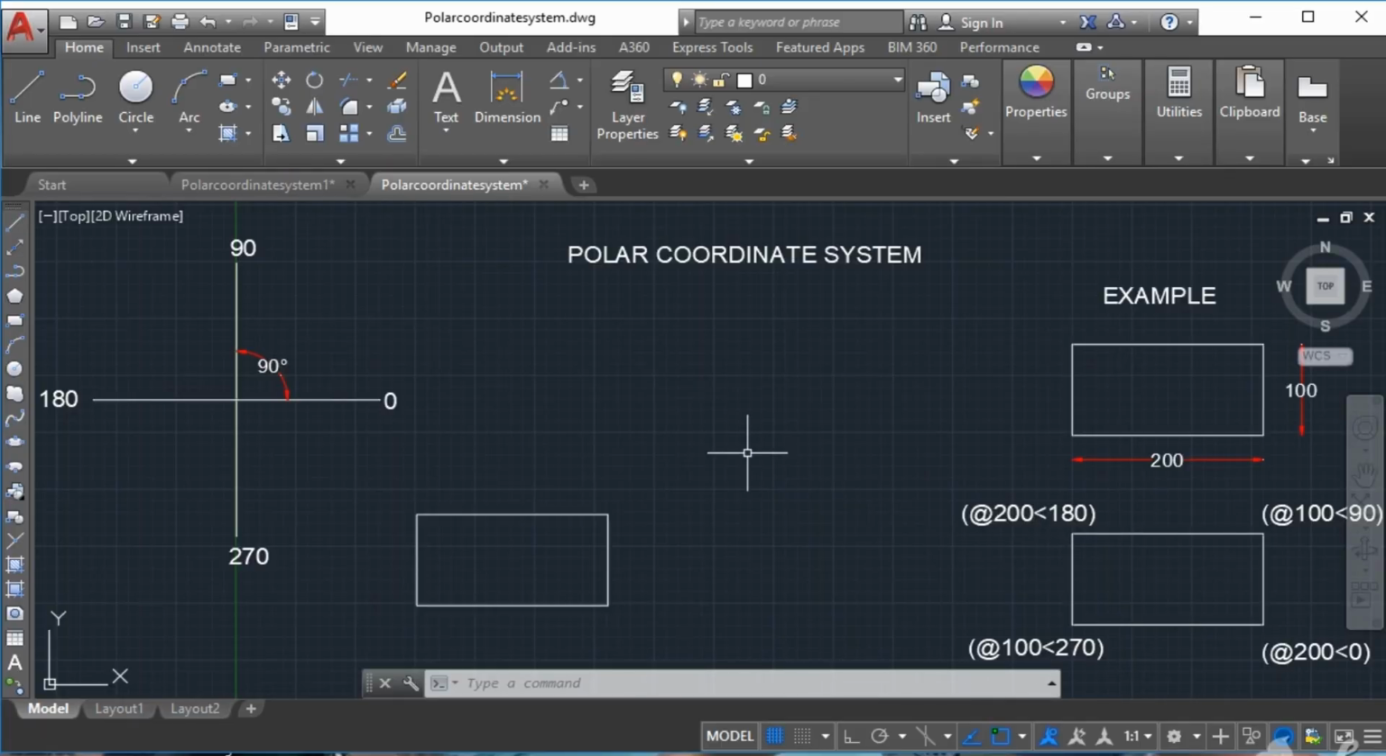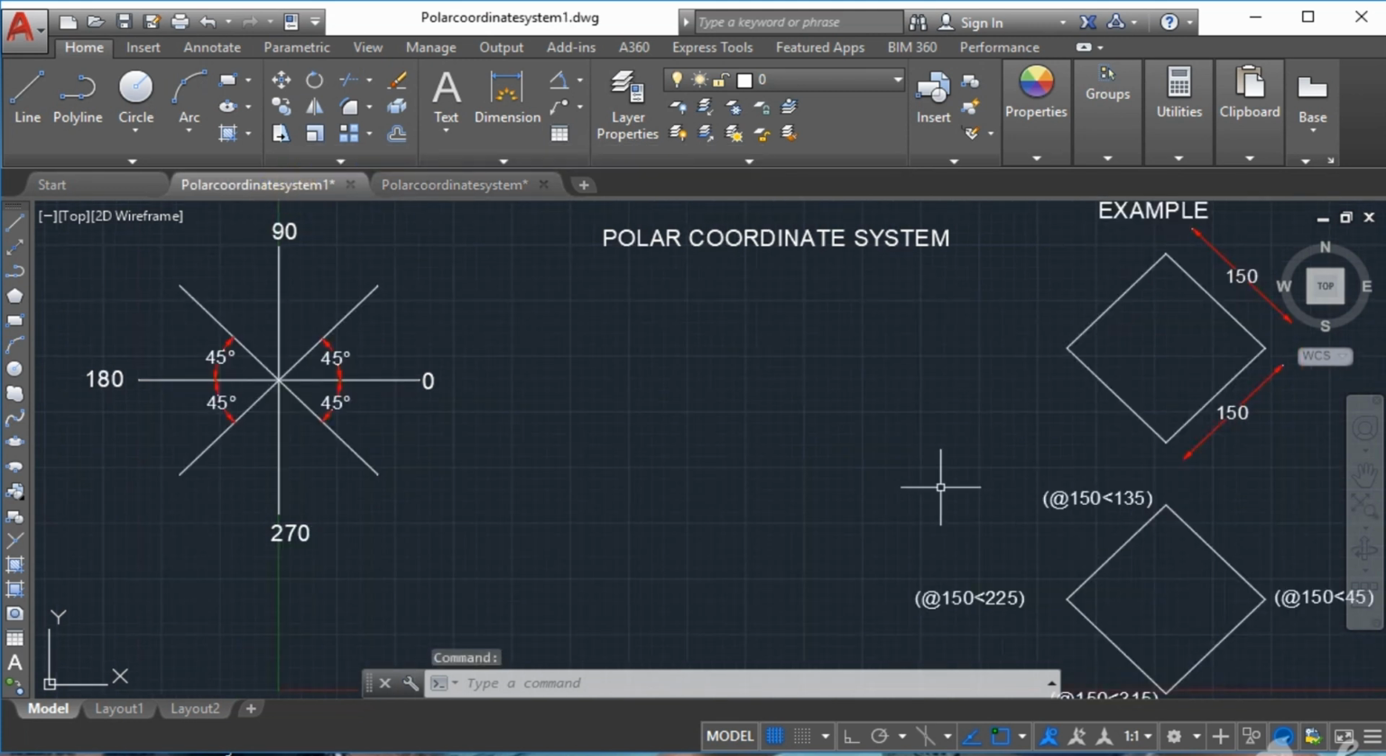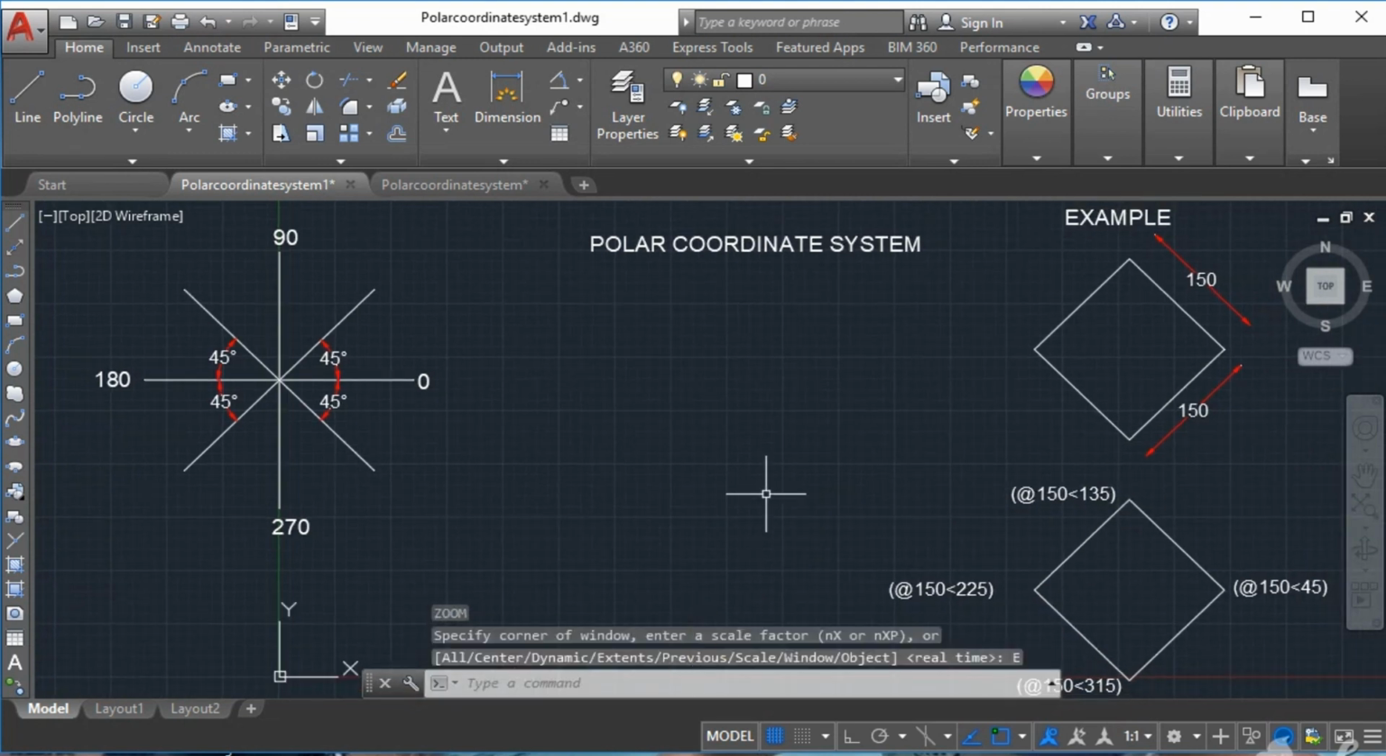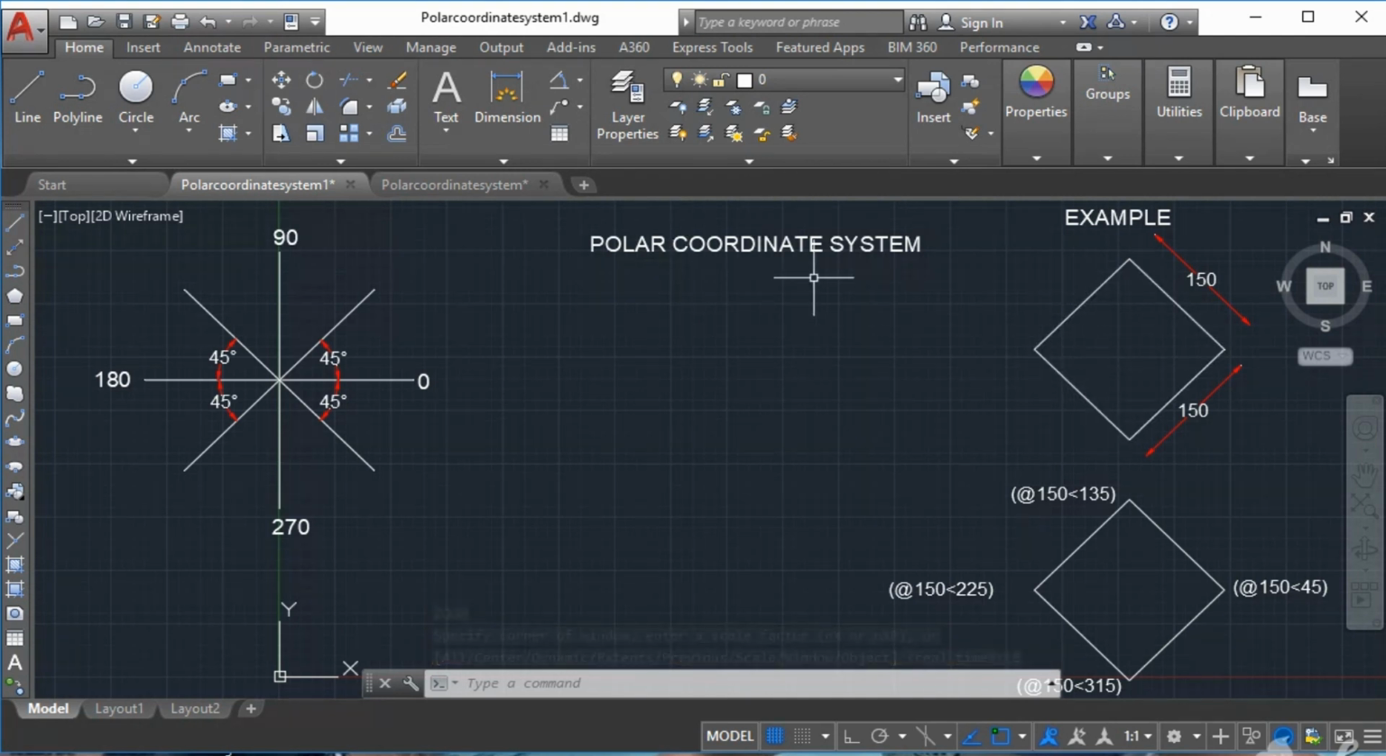Okay friends, now let us have a look at the other example, that is the square. See, to draw this square in this shape by using the polar coordinate system, we want to understand that the angle between the perpendicular lines of the square will be 90 degrees and half of this will be 45 degrees. Okay, the square has length 150 and width also 150 mm.